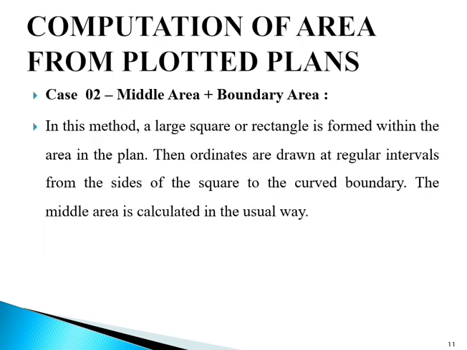Now let's see case 2, which is middle area plus boundary area. In this method, a large square or rectangle is formed within the area in the plan. Then ordinates are drawn at regular intervals from the sides of the square to the curved boundary. The middle area is calculated in the usual way.